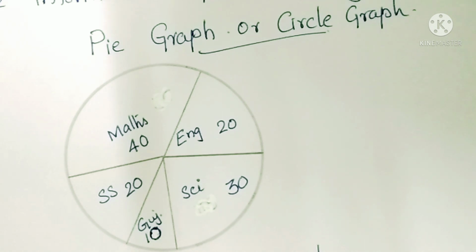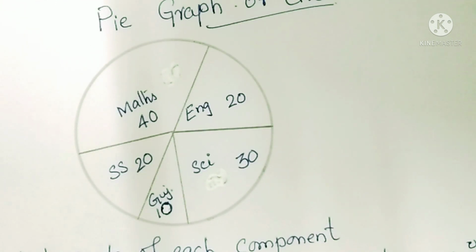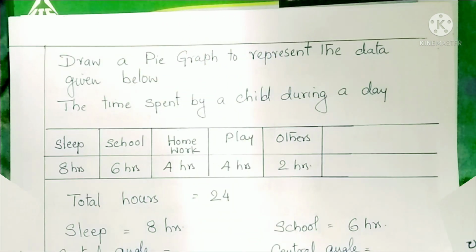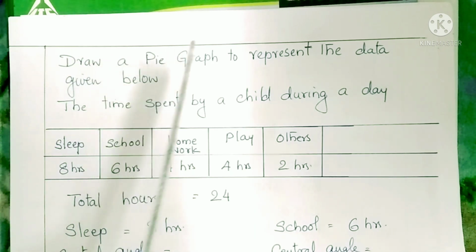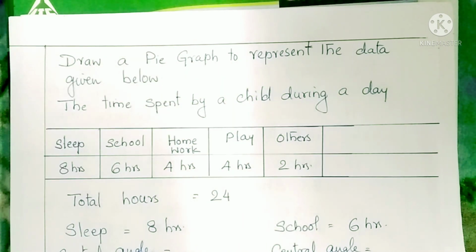Now, we will take an example, one question, and will show you how to make a pie graph or how to represent the given data using a pie graph. Now, let us see how to construct a pie graph or pie chart. See, here the information is: draw a pie graph to represent the data given below.